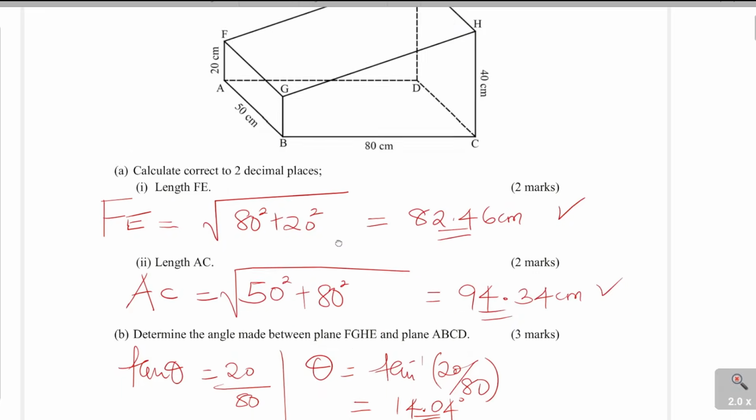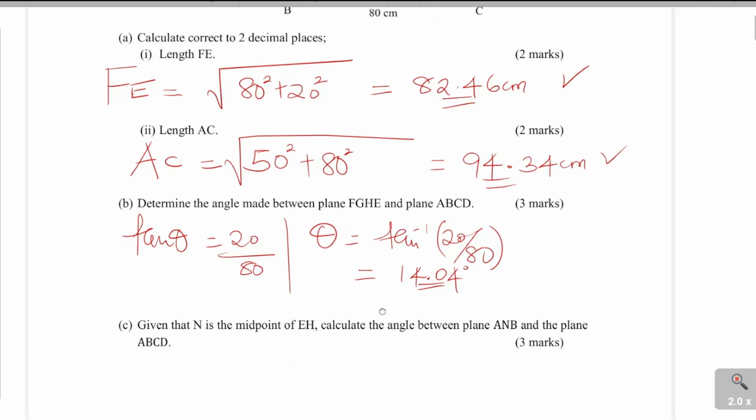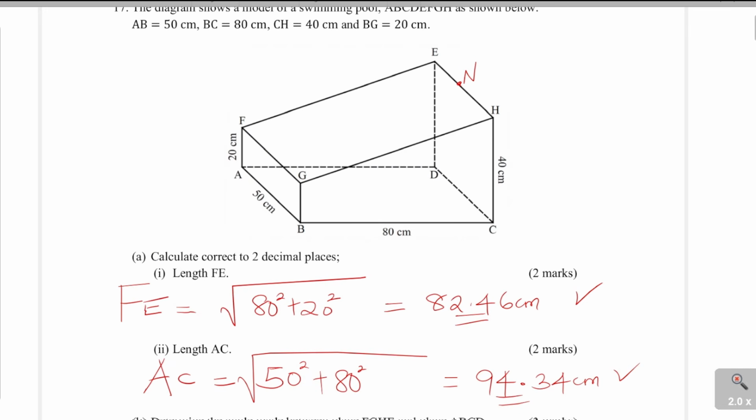So you're supposed to calculate the angle between ANB and ABCD. So let me complete ANB. So we have A to N, and then B is there. So now you see plane ANB and the base ABCD. Look at the point of intersection of the two planes. It is AB. So the required angle will be this.